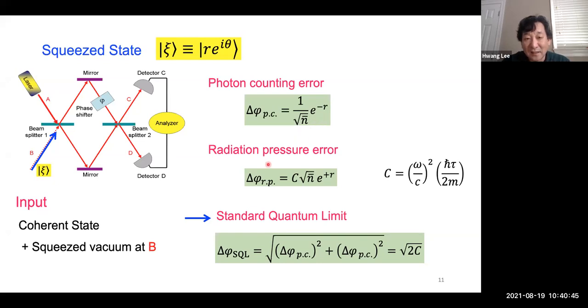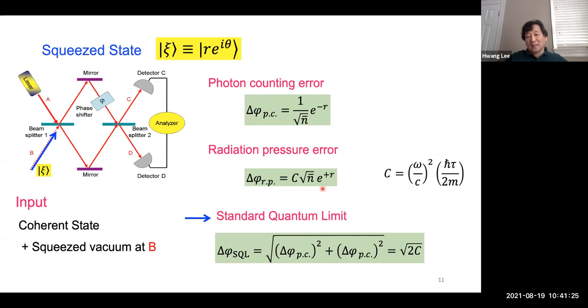On the other side, there is radiation pressure error. Radiation pressure error is due to the fact that the photon has momentum and this momentum is hitting this mirror, so that the mirror position changes ever so little, but it is there. And that error is proportional to e to the r. So, okay, you decrease the phase error, but you increase the radiation pressure error.